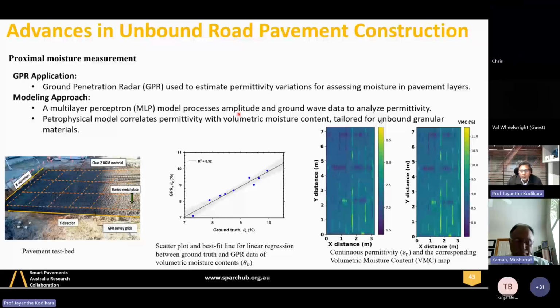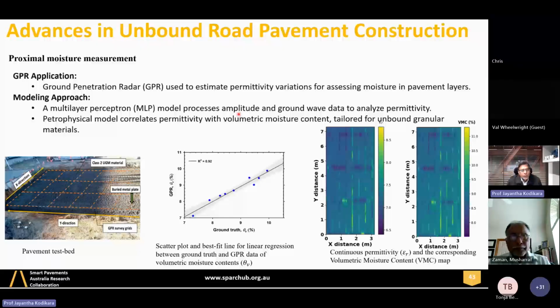We developed a new test device, a cone-shaped device with which we can compact material. We used stainless steel, and then we could perform either open or closed testing with network analysis and so on, to develop these correlations for unbound materials.